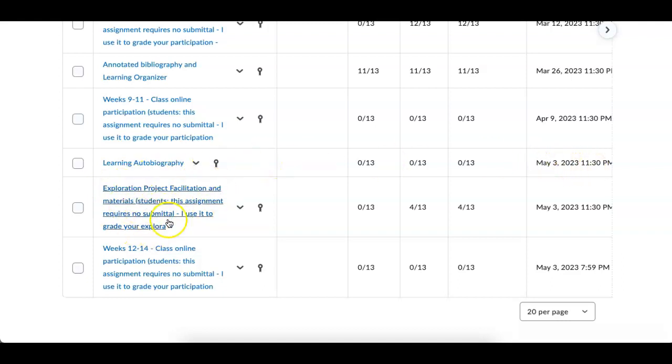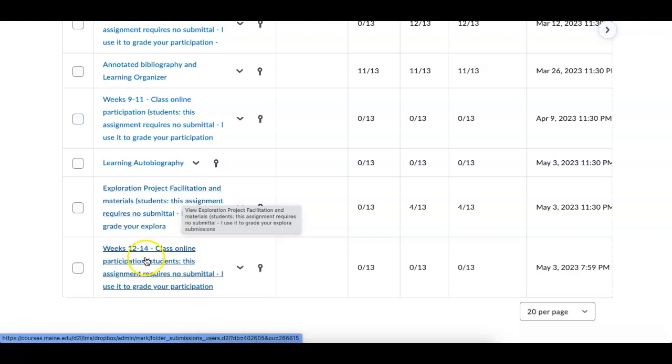The facilitations, materials, this is worth 70 points. It's really nothing that you have to submit. What I do is the week after you finish facilitation, I do provide comments to everybody that has facilitated, and I will submit the grade too. Now, this is worth 70 points out of 100, and the learning organizer and annotated bib is worth 30. So the entire exploration project is 100 points.